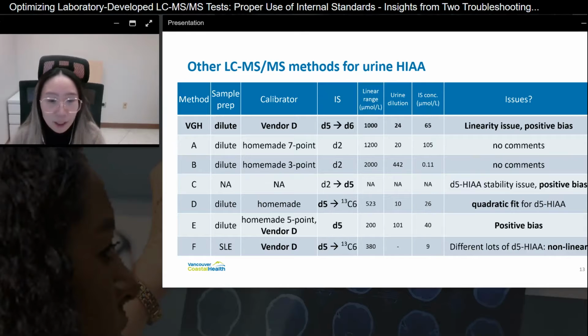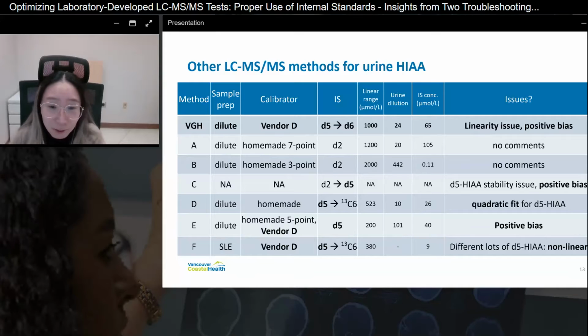Our next step was to look into other LCMS methods in the literature handling the same compound in the same sample matrix. In our investigation, we included a long list of factors. Some of them are listed here: the sample preparation method, calibrators, internal standards, linear range, also internal standard concentration. There are some other factors that are not listed here, including LC conditions, retention time, mass spec instrument, methods, and also the storage condition for everything.